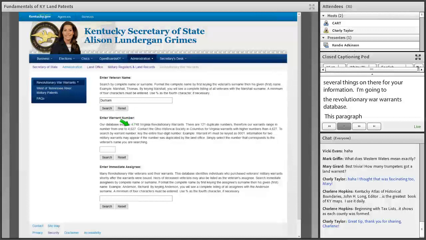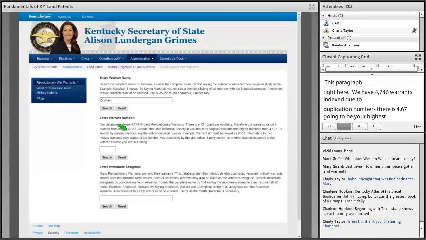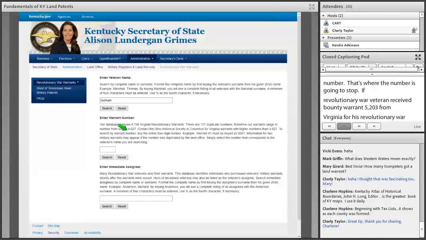Due to duplication numbers, 4,627 is going to be your highest number. That's where the number is going to stop. If a Revolutionary War veteran received bounty warrant number 5,203 from Virginia for his Revolutionary War service, it's not going to be in the Kentucky Military District or on this database. You will have to research the Bureau of Land Management website or contact Ohio.